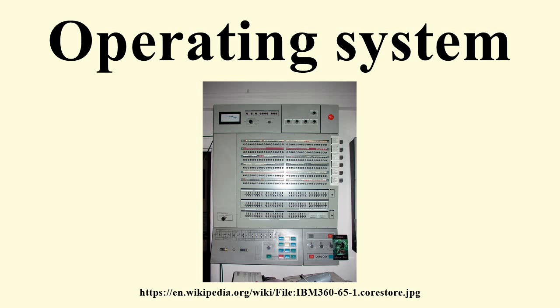Hardware features were added that enabled use of runtime libraries, interrupts, and parallel processing. When personal computers became popular in the 1980s, operating systems were made for them similar in concept to those used on larger computers. In the 1940s, the earliest electronic digital systems had no operating systems.